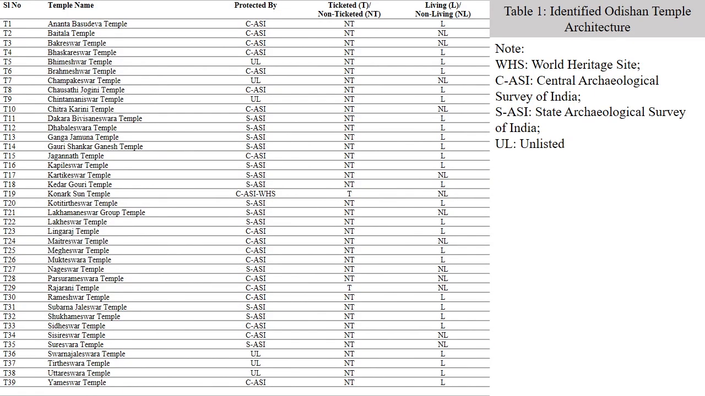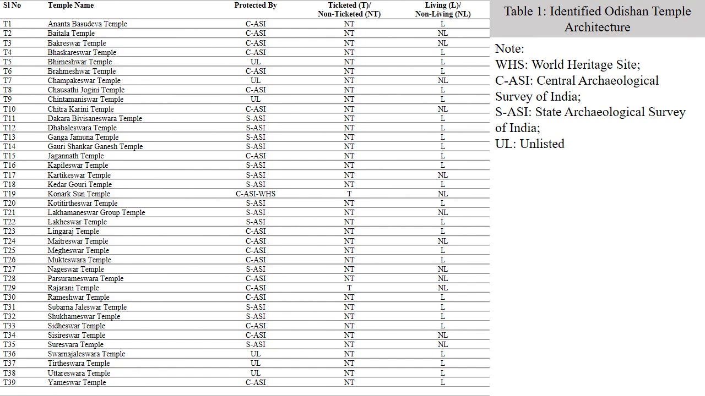Before going into the detail of identification and selection of parameters, we have selected 39 Odishan temples for our case example. Among the 39 temples, we have only one World Heritage Site, which is the Great Sun Temple at Konark, 18 centrally protected monuments, 14 state Odisha protected monuments and 6 unlisted monuments. All these temples are not yet ranked or categorized on any basis.